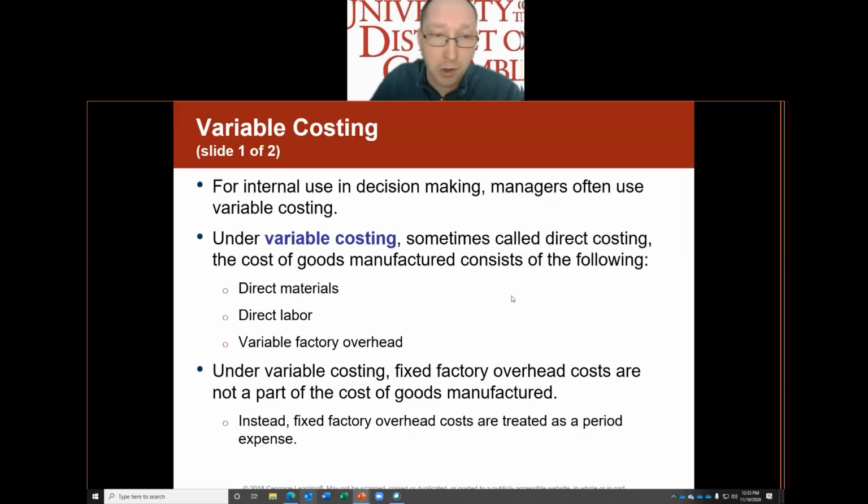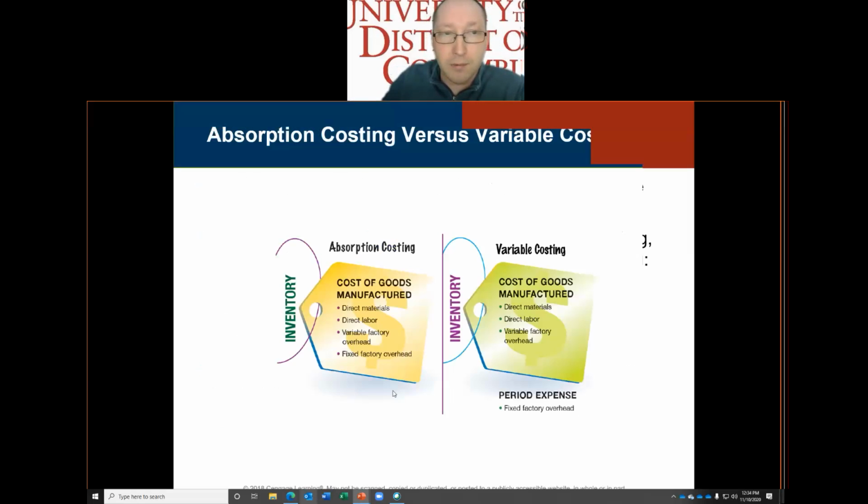Variable costs, as you know, are costs that change based off of the number of units produced or the level of output. Variable costs include direct labor, direct material, and variable factory overhead. Under variable costing, fixed factory overhead is not a part of cost of goods manufactured. Fixed factory overhead is recognized as an expense. We learned about this in the last chapter as well.